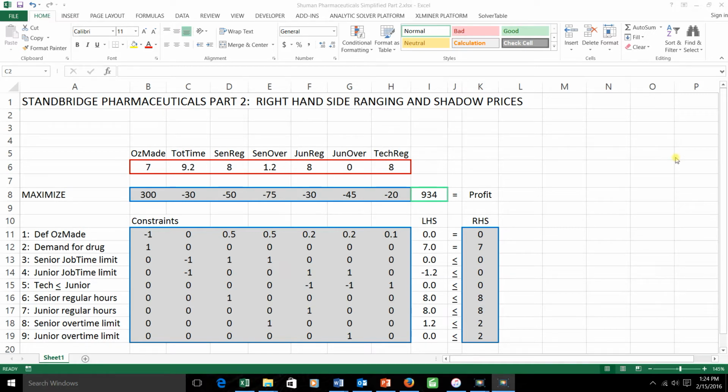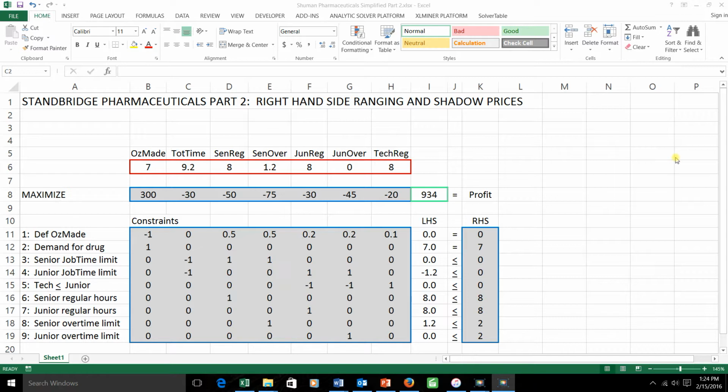Hi everyone, and welcome back for part 2 of the Standbridge Pharmaceutical problem. It's better usually in videos, teaching videos at least, to take things in small bites, so that's what we're doing here. In part 1, we took a look at what the problem was for Standbridge Pharmaceuticals and how to formulate it, put it into Excel, and find its optimal solution.